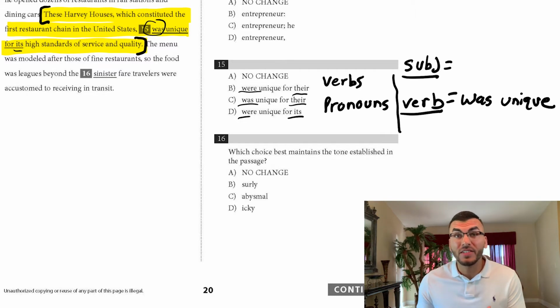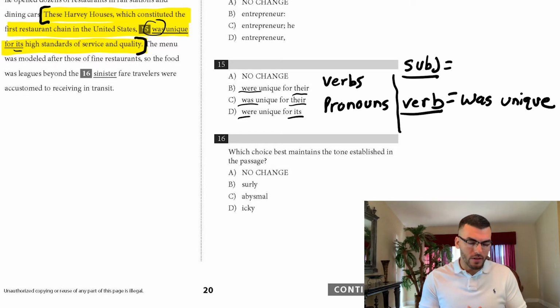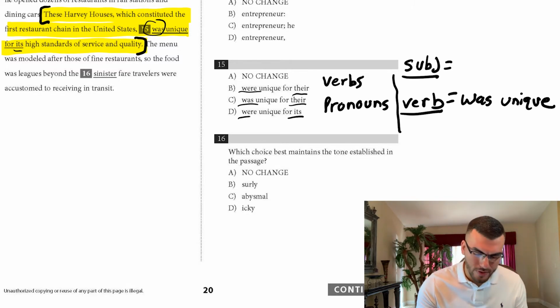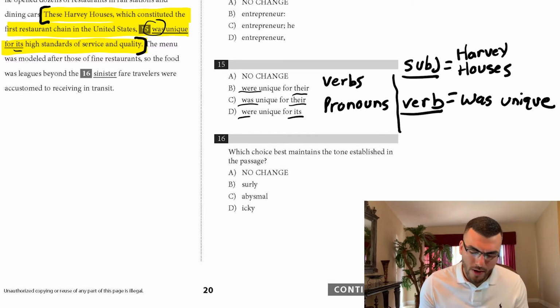Okay, what's the subject? What do we ask ourselves to identify the subject? Do you remember? Who or what was unique for its high standards of service and quality? The Harvey houses was unique for its high standard of service and quality. So the Harvey houses. Okay, we've identified our subject, we've identified our verb.